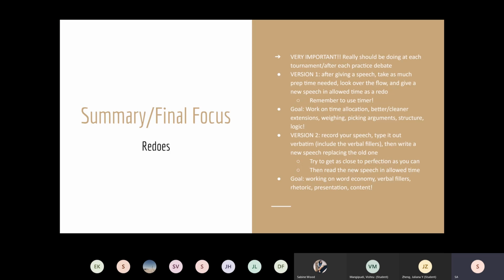You type out the speech and try to get as close to perfection as you can. Think about the organization, which extensions you're going for, and how you want to phrase it. Then you read the new speech in the allotted time, as many times as you need to feel comfortable with it and make it sound pretty. The goal is to work on word economy, verbal fillers, rhetoric, presentation, and content. Both versions of redos are effective and really good for summary and final focus, but you can also do them for rebuttal or just reading case if you're trying to make it sound better.